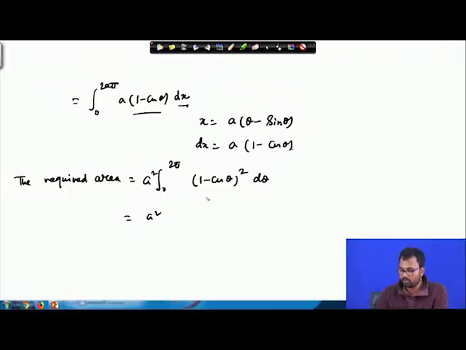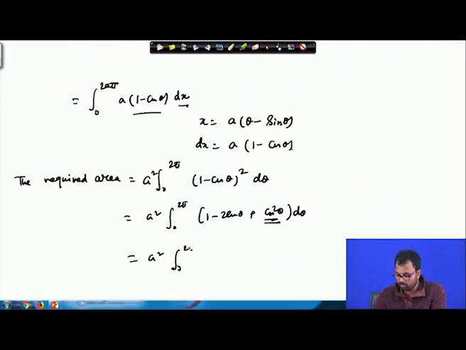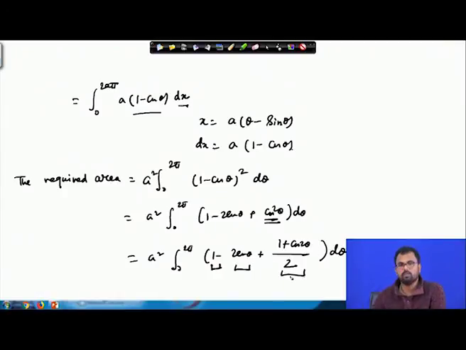Now we can break this whole thing into the integral from 0 to 2 pi of 1 minus 2 cos theta plus cos square theta. Then we adjust a 2 here by adjusting a half, and this will reduce to 1 minus 2 cos theta plus half of 1 plus cos 2 theta d theta. Now we can integrate the individual terms one by one. This is fairly simple and I am pretty sure you can do that. This whole thing will reduce to a square times 3 pi, and 3 pi a square is the required answer.